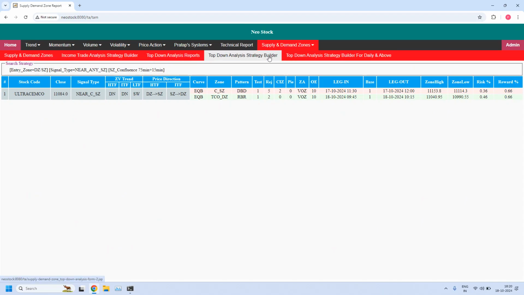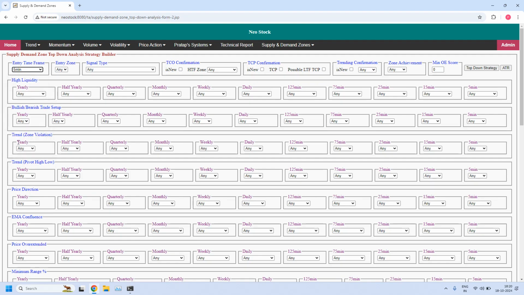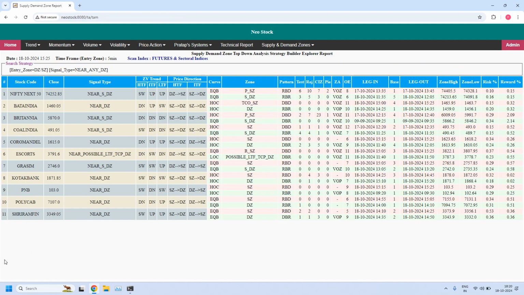Okay, next time frame is 5 minutes. Let's find the stocks near 5 minutes demand zone. 11 stocks are filtered. Let's verify any of these 11 stocks are having ITF confluence.